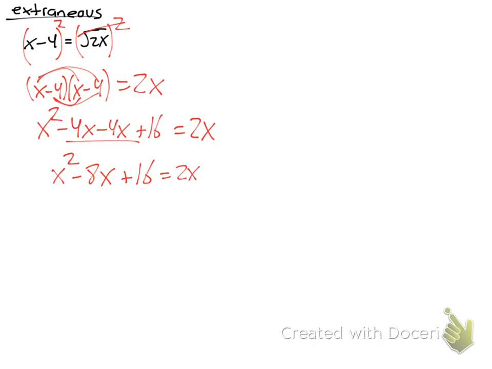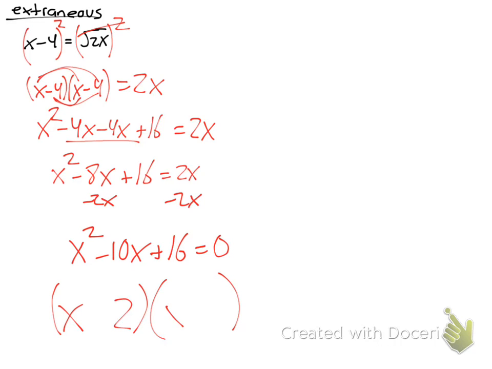Now, to solve something like this, because it's a quadratic, you want to bring everything to one side and then factor. I think the easiest way would be to subtract 2x from both sides. So x squared minus 10x plus 16 equals 0. So, are there factors of 16 that can add to 10? 2 and 8. x minus 2, x minus 8. C is positive, so they both have to be positive or both negative, but since the middle is negative, they're both going to be negative.